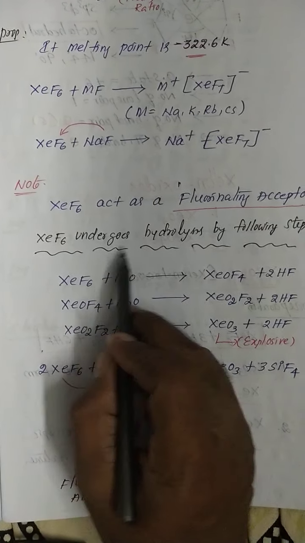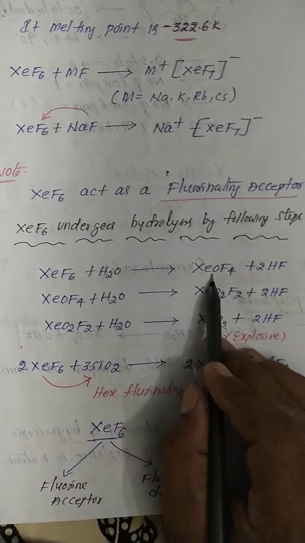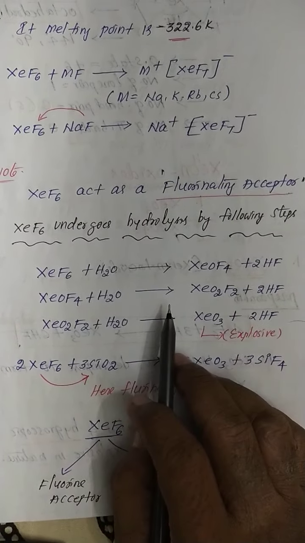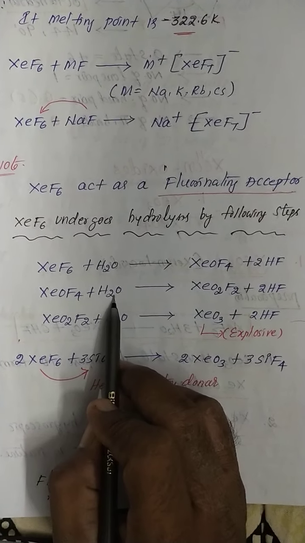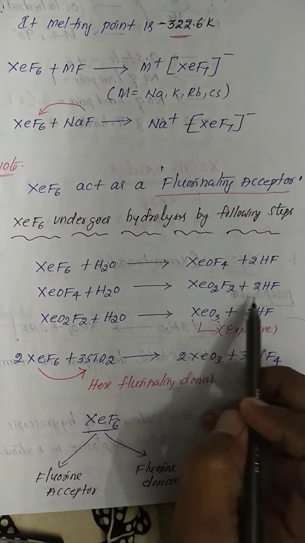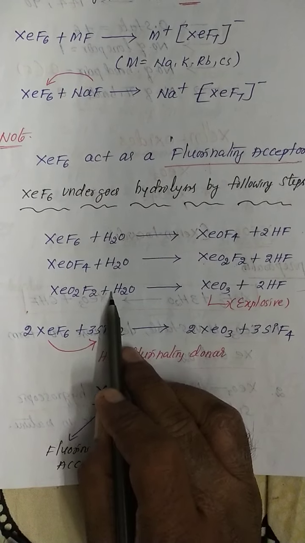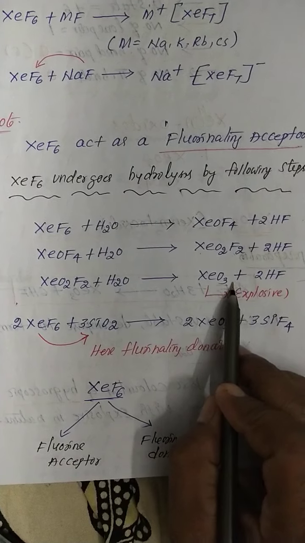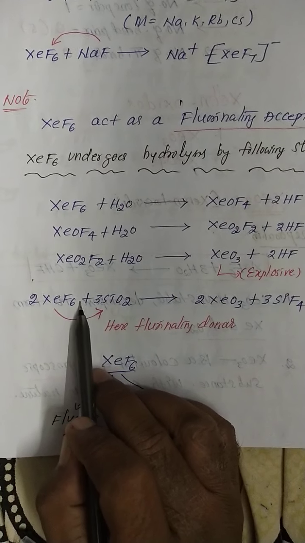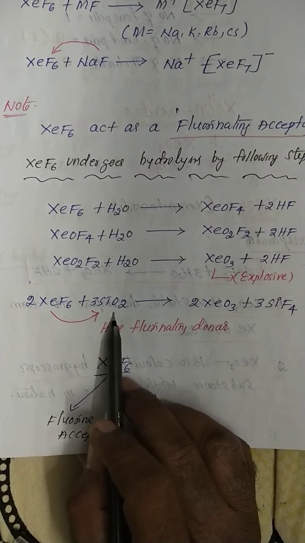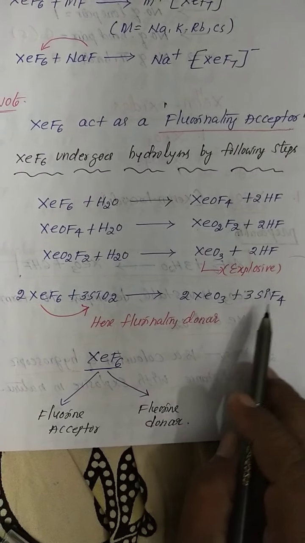Xenon hexafluoride undergoes hydrolysis by the following steps. Xenon hexafluoride reacted with water gives xenon oxytetrafluoride and 2 moles of hydrogen fluoride. Then the reaction continues: xenon oxytetrafluoride reacted with water gives xenon dioxydifluoride and hydrogen fluoride. This compound, xenon dioxydifluoride, reacted with water gives xenon trioxide and hydrogen fluoride, an explosive compound. See here, whenever xenon hexafluoride reacts with sand, silicon dioxide, xenon trioxide and silicon tetrafluoride are formed.